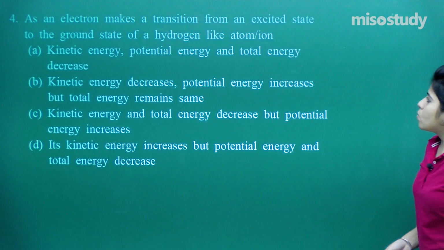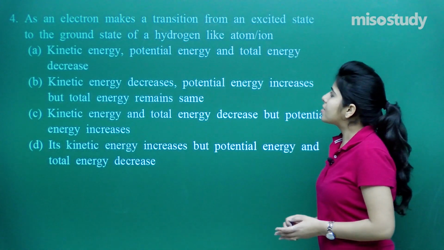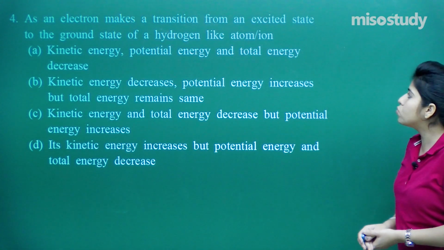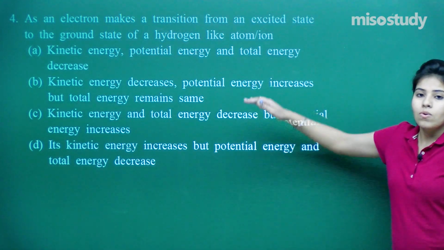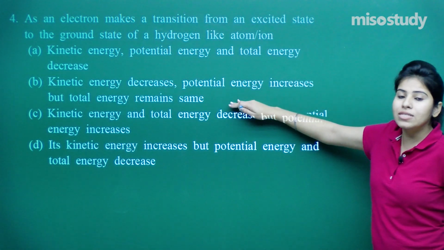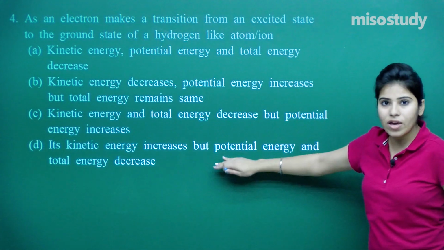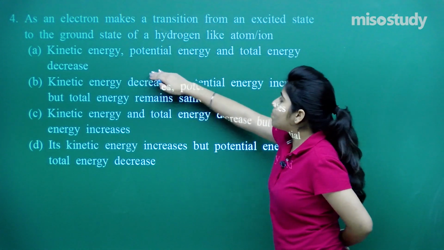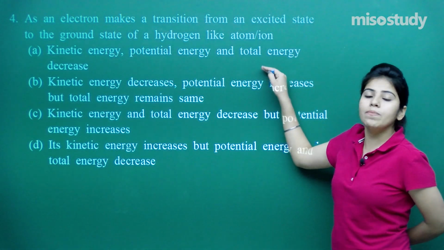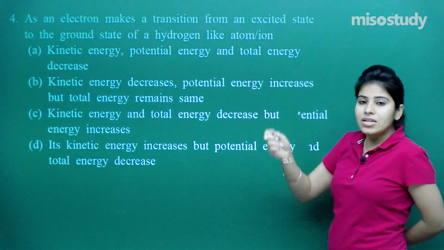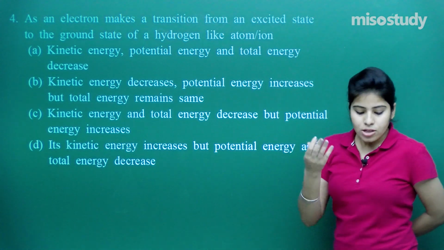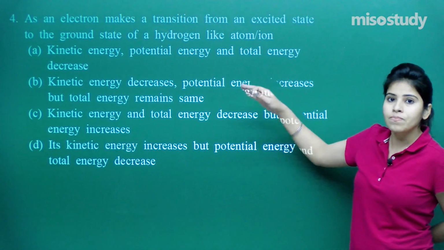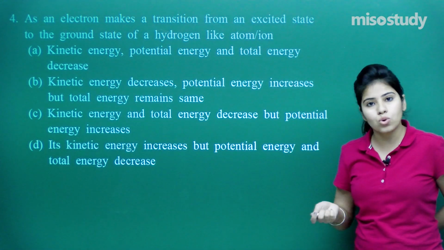So what I can see here is, as an electron makes a transition from an excited state to the ground state of a hydrogen-like atom or ion, which condition is going to be satisfied? We have been given these energies, and we have to tell whether the kinetic energy, potential energy and total energy are going to decrease or increase. So before knowing this, we should know the formulas for kinetic energy, potential energy and total energy.